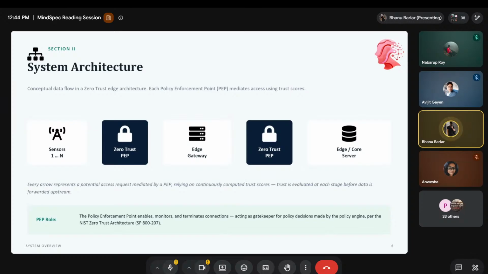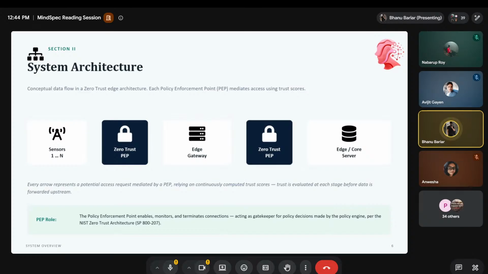Before any data reaches the edge gateway, it passes through a policy enforcement point, PEP. According to the NIST Zero Trust architecture, the PEP acts as a security gatekeeper. It intercepts every communication request and consults the policy engine, which uses the computed trust score to decide whether the request should be allowed, restricted, or denied.